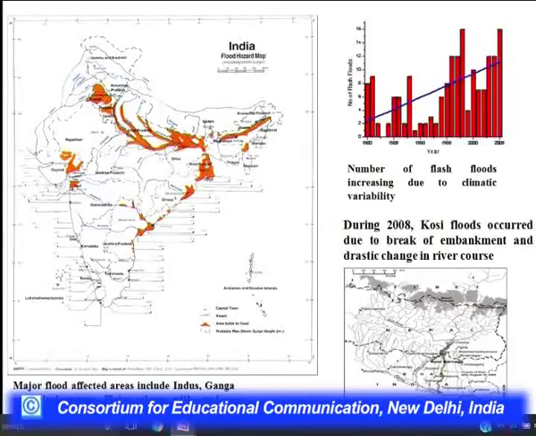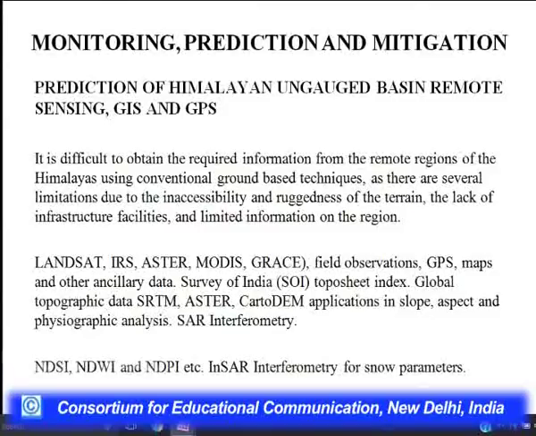And then you can see here how the flood frequency is increasing, less in the Brahmaputra region, but more in the Ganga region and Indus region. So, what can we do? Monitoring, prediction and mitigation. Particularly, I would like to use the word ungauged basin. Himalaya is considered an ungauged basin.